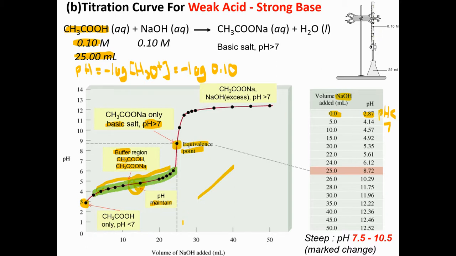So remember, to draw the titration curve for weak acid and strong base, the strong base will tell you that it is a basic salt, and the pH at equivalence point will be more than 7. And don't forget to plot the equivalence point. So that's all for the titration curve for weak acid and strong base.